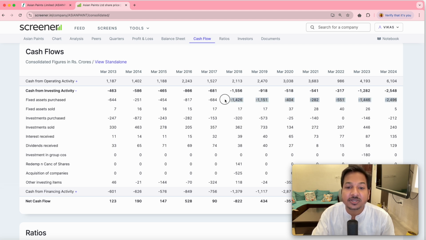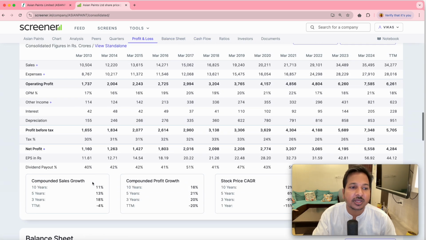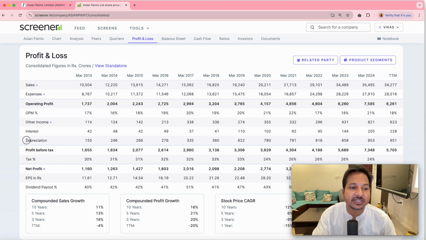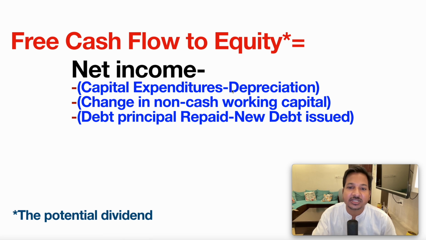If it is plus, it means money is coming inside the company. Minus signs denote that cash is going out of the company. Now depreciation: in the profit and loss statement, a depreciation number is there. You are adding depreciation back because this is not a cash outflow. So depreciation will be plus, because here the minus sign is there, and outside the minus, it will become plus.